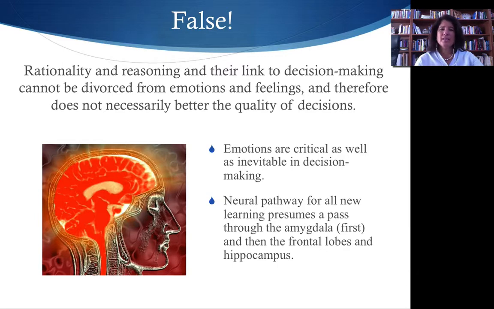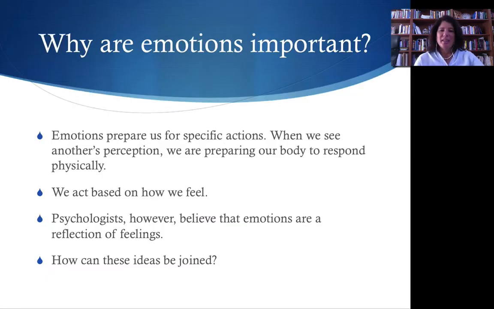So basically, the neural pathways for all new learning cannot help but first pass through the amygdala for a first check, which is an emotional memory check. So there's no way that you can make a decision without the influence of emotions, even though it sounds like a good idea. So why are they important? Emotions prepare us for specific reactions.